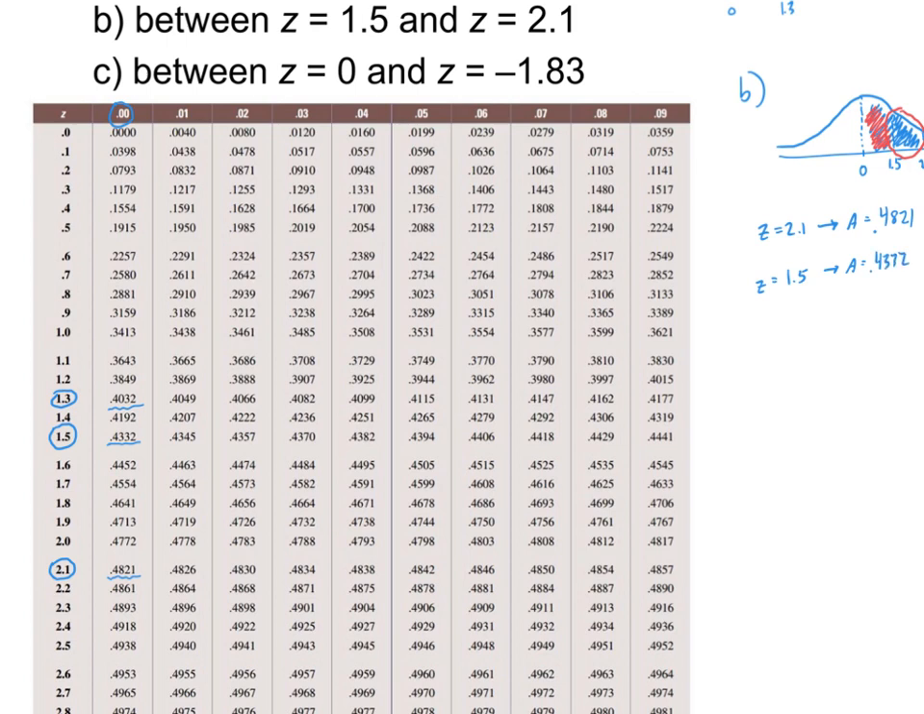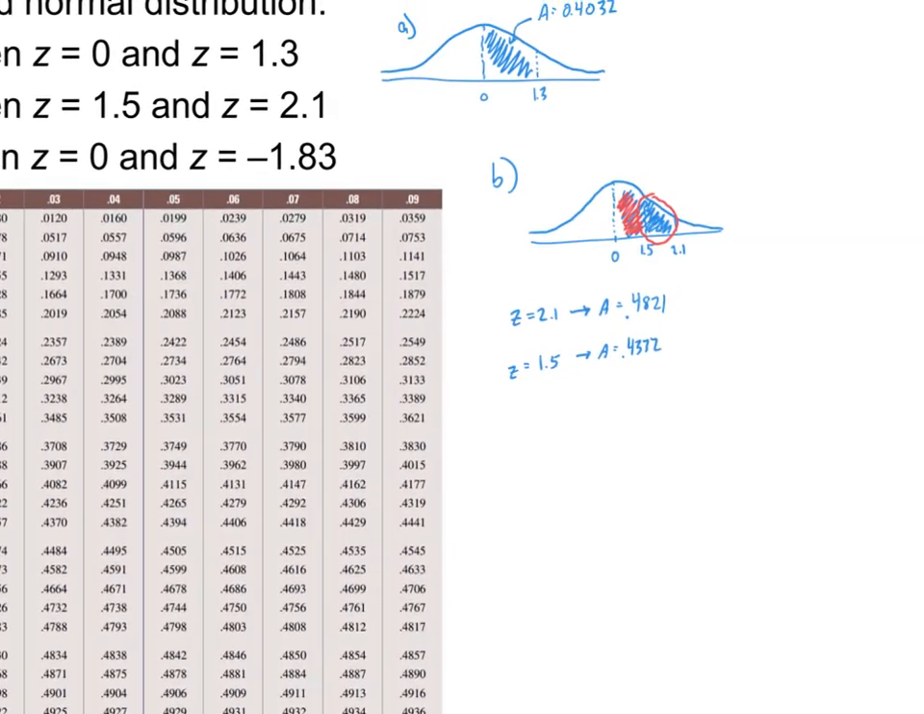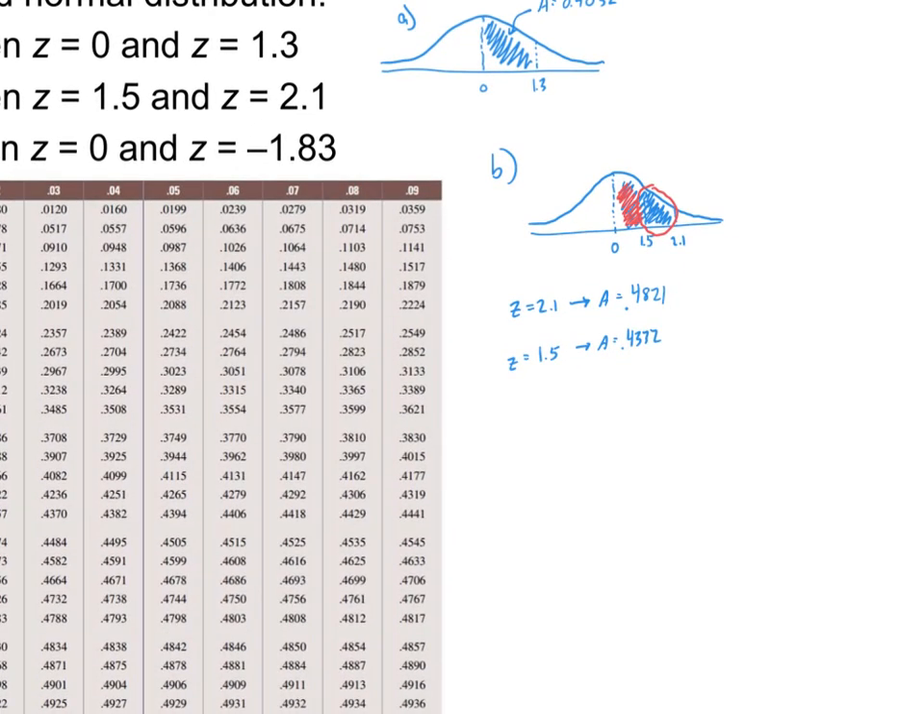All right, and so to finish off part B, all we need to do is subtract 0.4821 minus 0.4332 is equal to 0.0489. And so that is the area of the region that I have circled in red and I'm now scribbling in as green. So that's about 5% of the area under the curve. 0.04 is close to 5%.